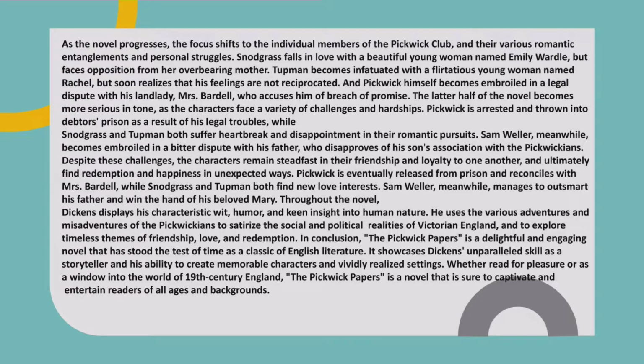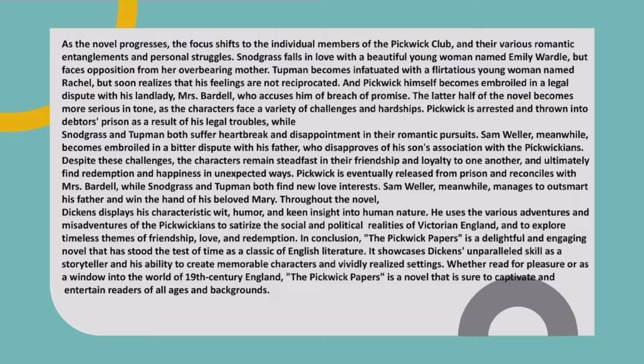The latter half of the novel becomes more serious in tone, as the characters face a variety of challenges and hardships. Pickwick is arrested and thrown into debtor's prison as a result of his legal troubles, while Snodgrass and Tupman both suffer heartbreak and disappointment in their romantic pursuits. Sam Weller, meanwhile, becomes embroiled in a bitter dispute with his father, who disapproves of his son's association with the Pickwickians. Despite these challenges, the characters remain steadfast in their friendship and loyalty to one another, and ultimately find redemption and happiness in unexpected ways.